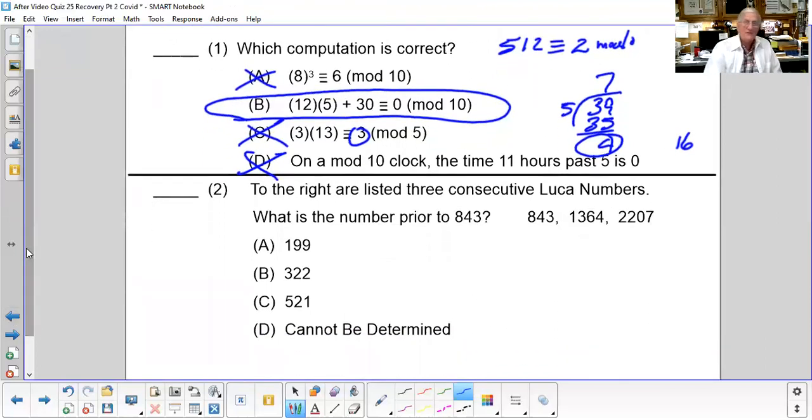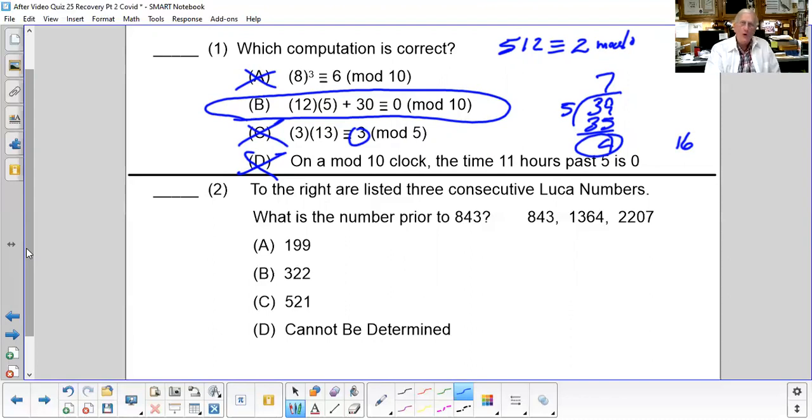You will be asked some questions about clock arithmetic on this test. So be ready to realize that that's going to happen. The next 3 consecutive Lucas numbers after 843. What is the next number? Excuse me. What is the number prior to 843? Here are 3 consecutive Lucas numbers listed. How would I get that?